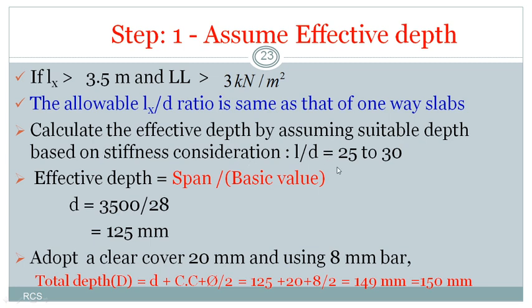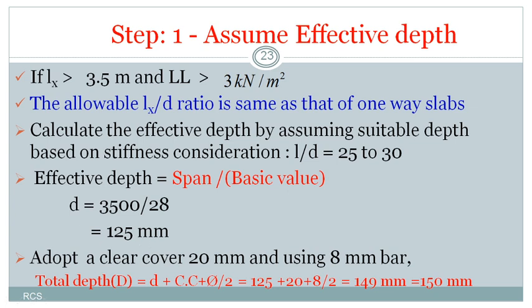For calculating the effective depth, assume a suitable depth based on stiffness criteria, that is LX by D ratio equal to 25 to 30, it will vary. So I will assume 28, the value in between, as the basic value. From that I will calculate the effective depth. So the effective depth equals span per basic value. The basic value will be 28 here, and the span is the shorter directional span. So small d equals 3500 by 28. We will get 125 mm as the effective depth. This is an assumed depth, based purely on the stiffness criteria of the slab.